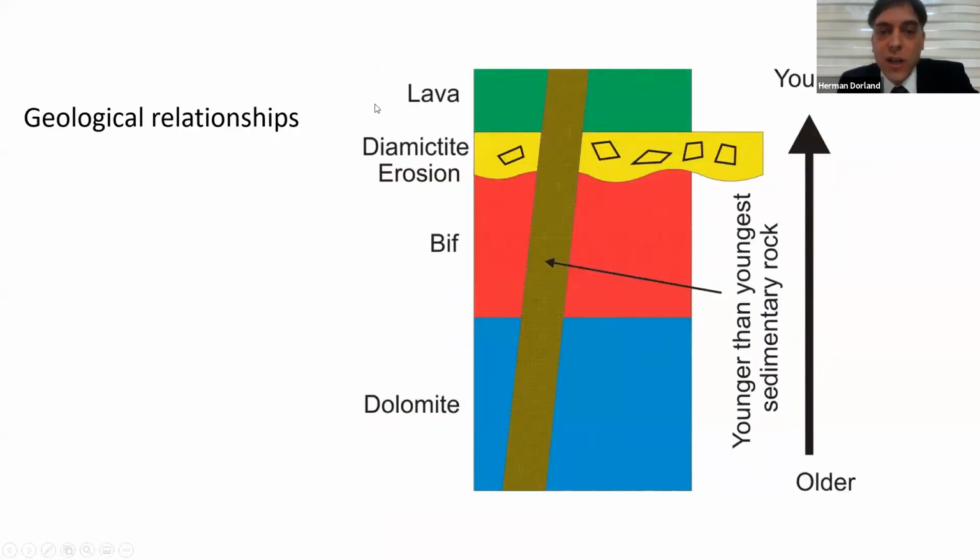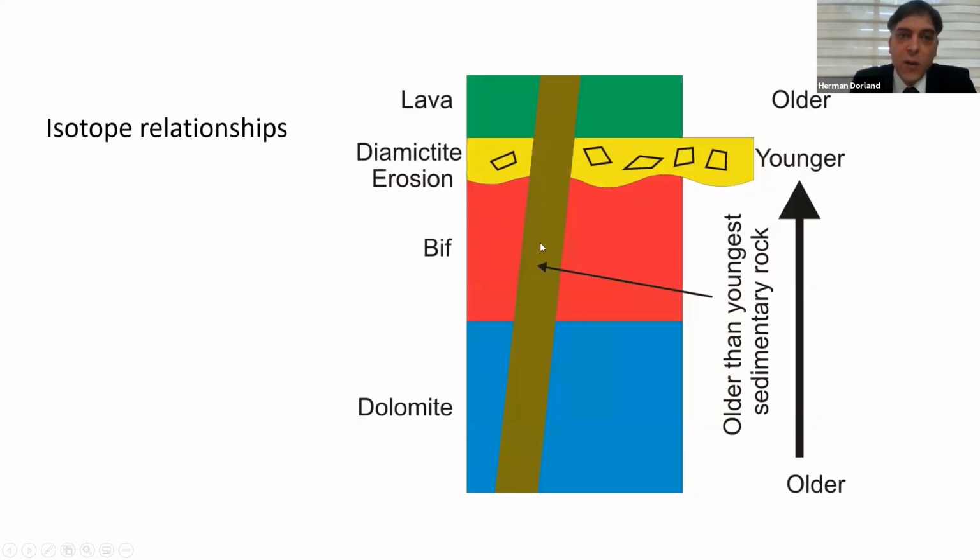So the geological relationship: going upwards, the rocks get younger, and the youngest rock in this schematic illustration is the intrusion. It must be younger than the youngest rock it intrudes. But when we look at the isotope relationships in the diamictite, the dike, and the volcanics, we see that the diamictite is younger than the overlying volcanics, and the intrusion is older than the rock it intrudes.